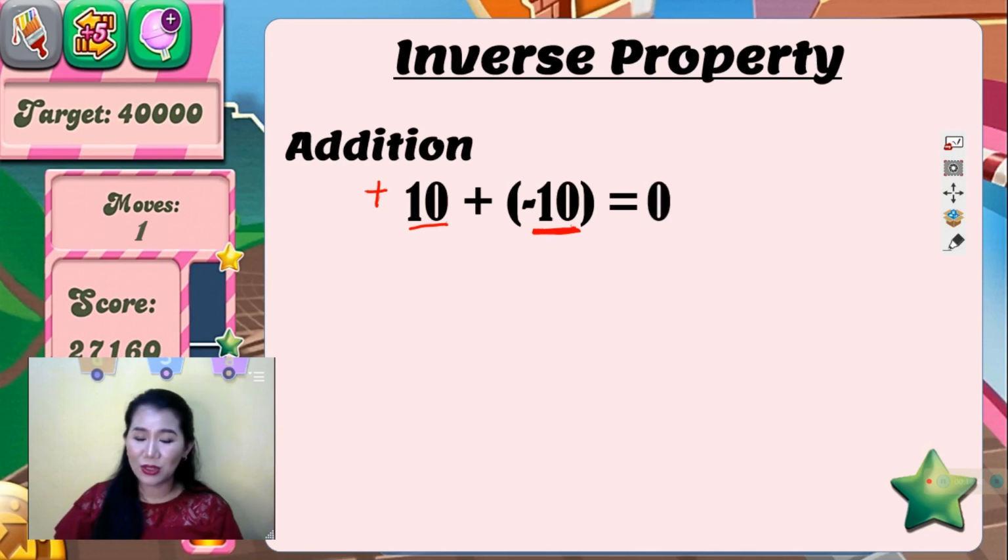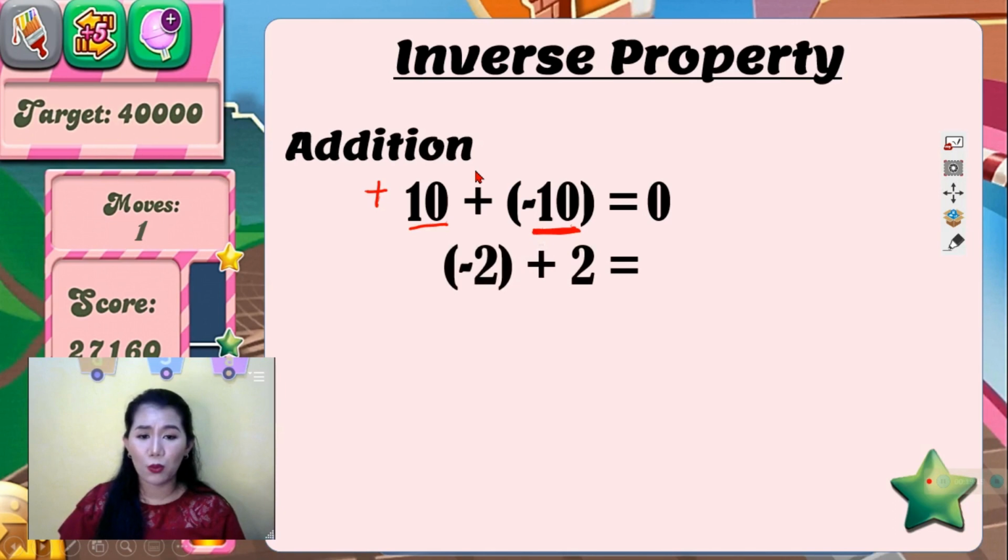Okay, wag kayong malito ha. Kanina, identity. Kapag dinagdagan mo ng 0, ang sagot ay yung number na given. So, ito naman, pagka plinas mo yung dalawang inverse, okay, so, halimbawa, 10. Ang inverse niya ay negative 10, di ba? So, the inverse number here is the opposite of the given number. Kapag plinas mo silang dalawa, ang sagot ay 0.